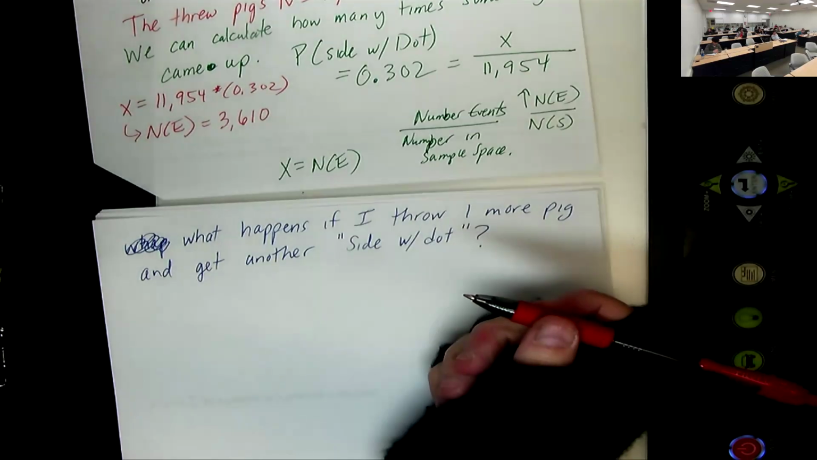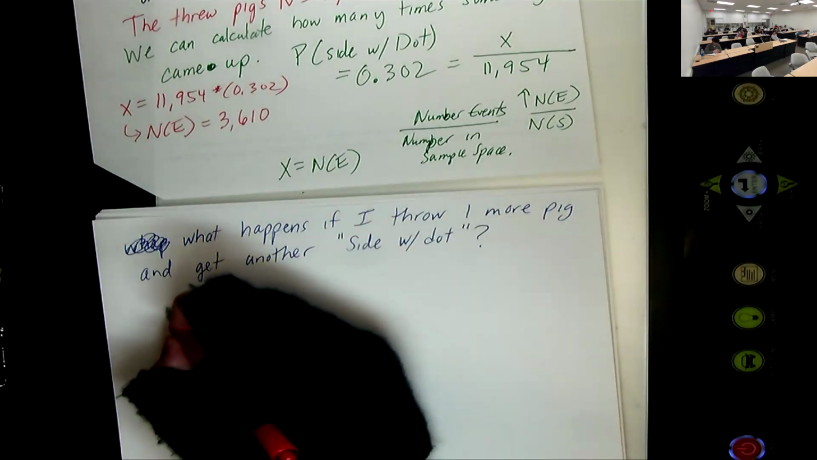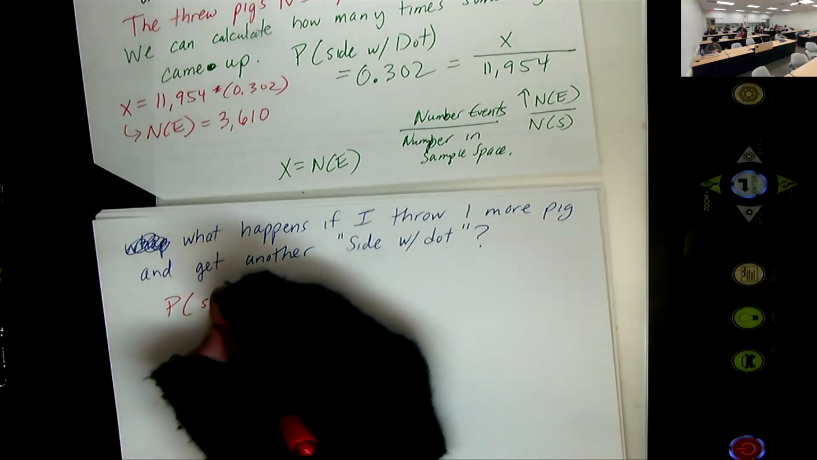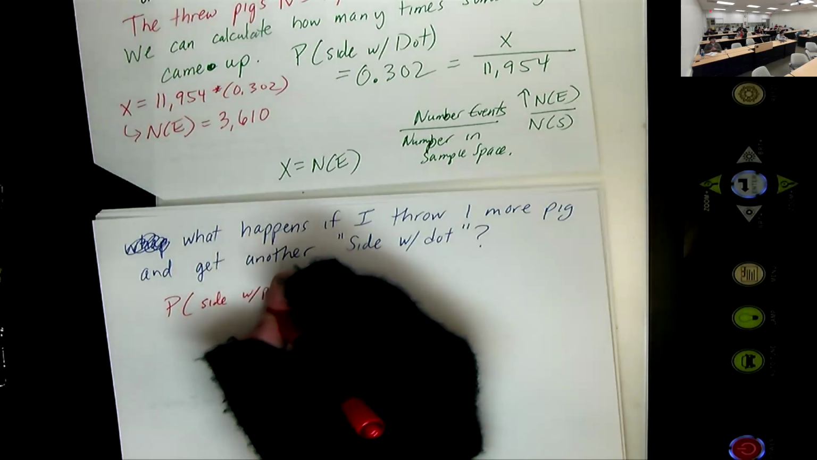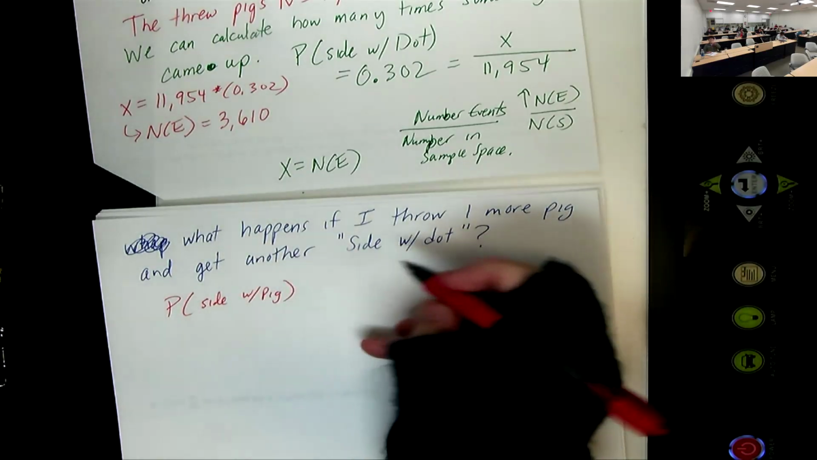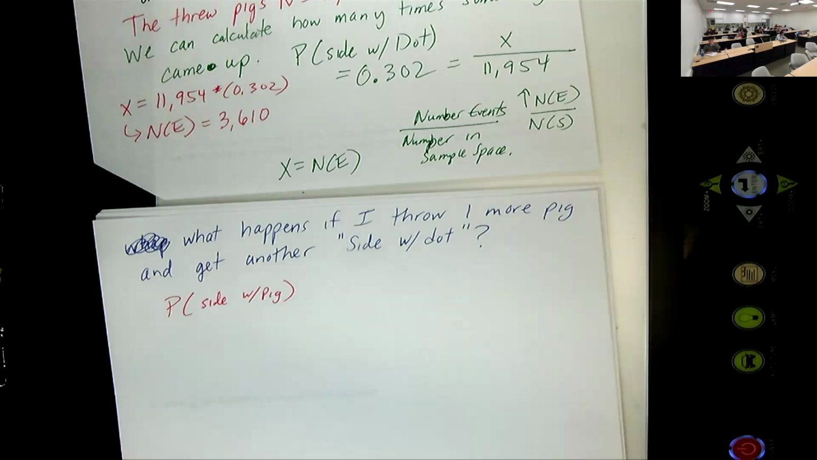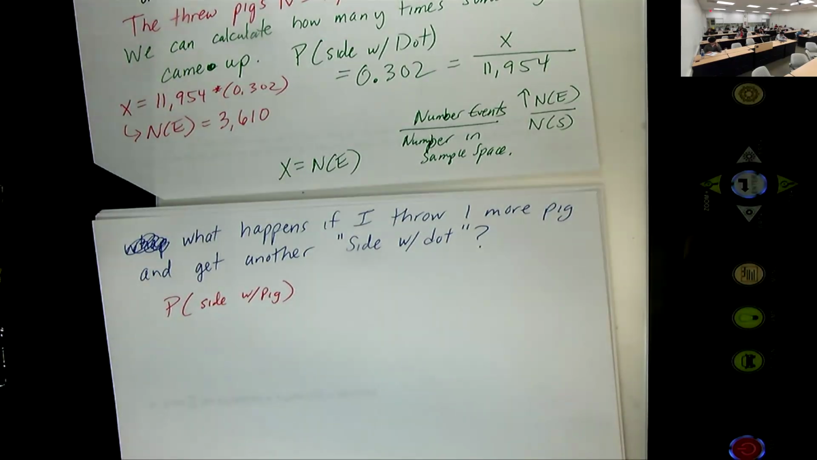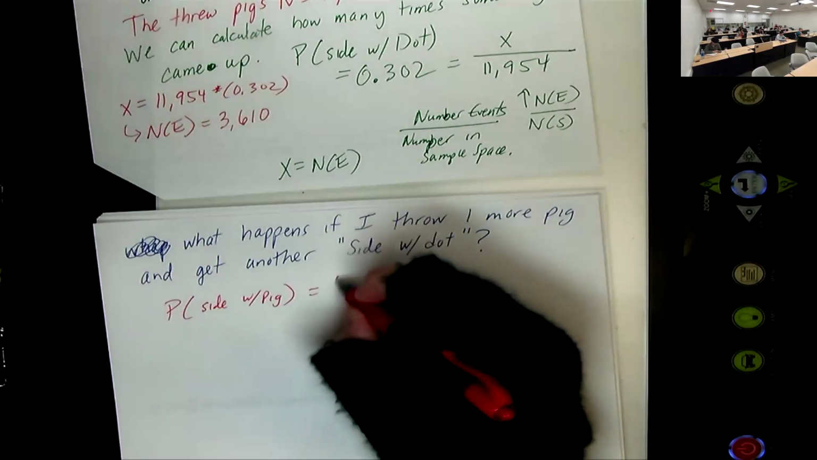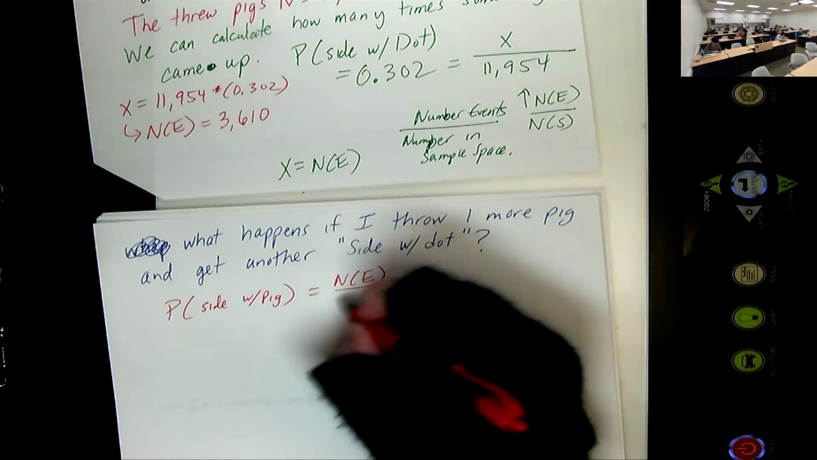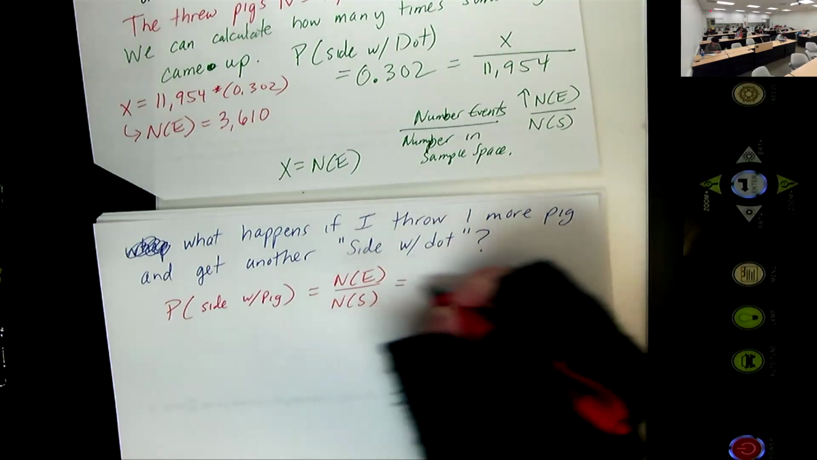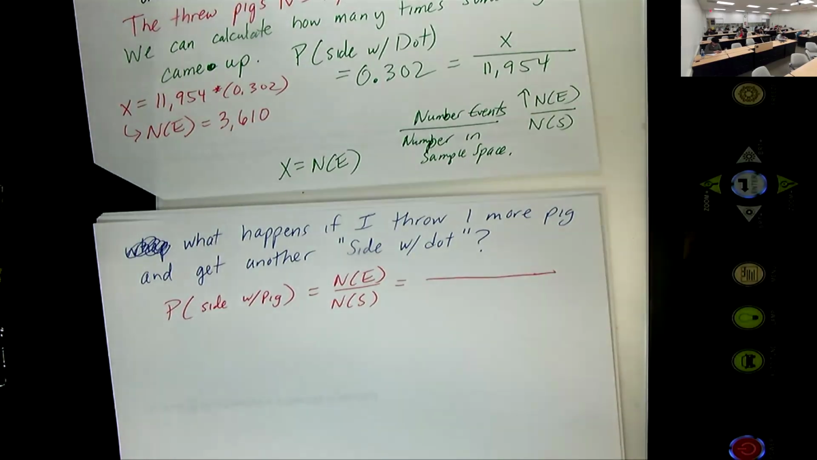What's changed in my probability? So the probability of a side with pig, from experimental or empirical calculation. Probably empirical might be good. Remember, we're gonna do n of e over n of s. How many are now in e? N of e, how many times has it occurred?